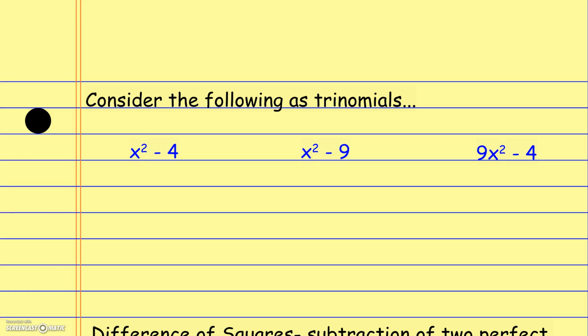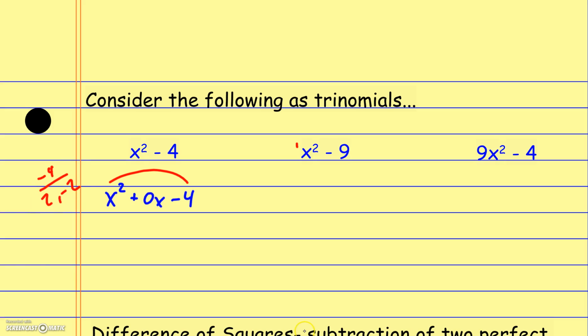One of our other big shortcuts deals with these things, and if I treat them like trinomials for a second, an x squared minus 4 is really like a trinomial that's x squared plus 0x minus 4. It's like we're missing that term in the middle. If I were to factor this like a trinomial, I build a bridge: two numbers that multiply to -4 but add to 0, or a +2 and a -2.